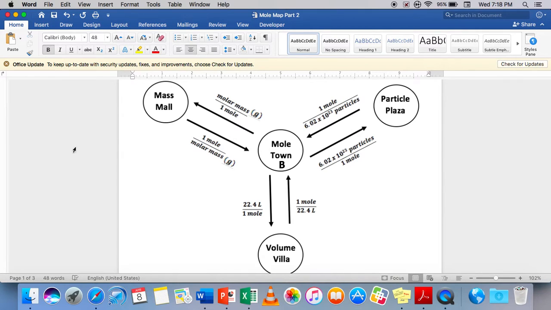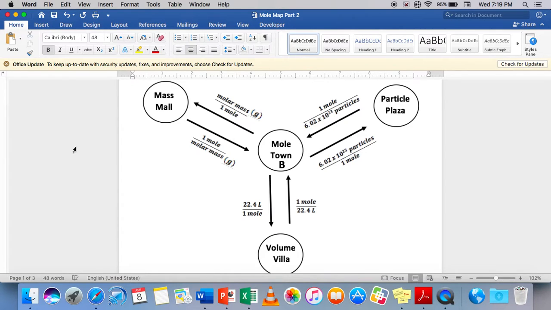All right, in this video, I want to talk to you all about the other half of your mole map. So, up until this point, you have the left-hand side of your mole map filled out. But on that side, we had Mole Town A, and we could convert between mass and volume and particles. Well, now we're going to add Mole Town B. And I'm going to talk about when we would use this at the end.